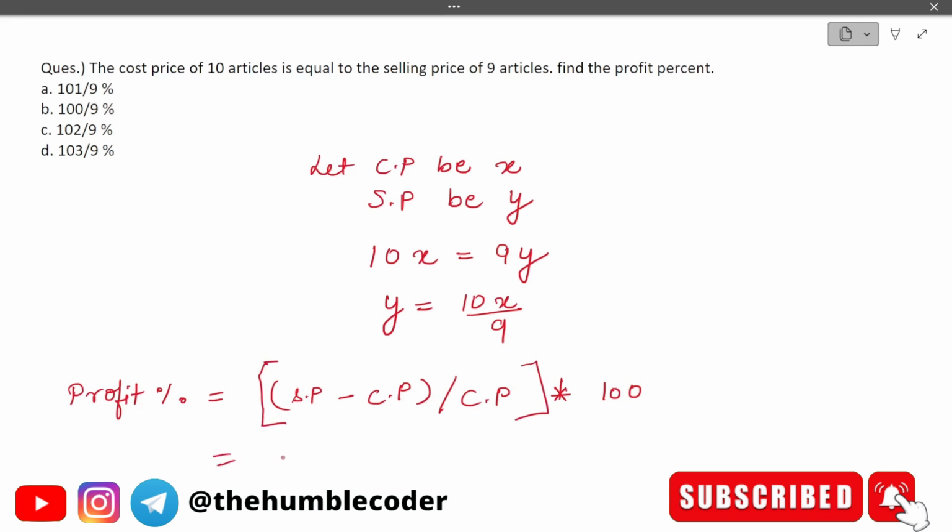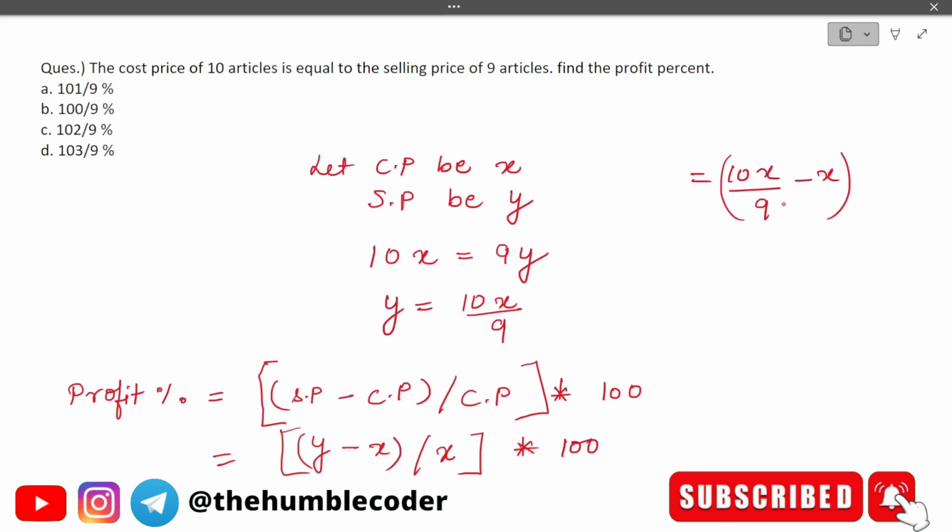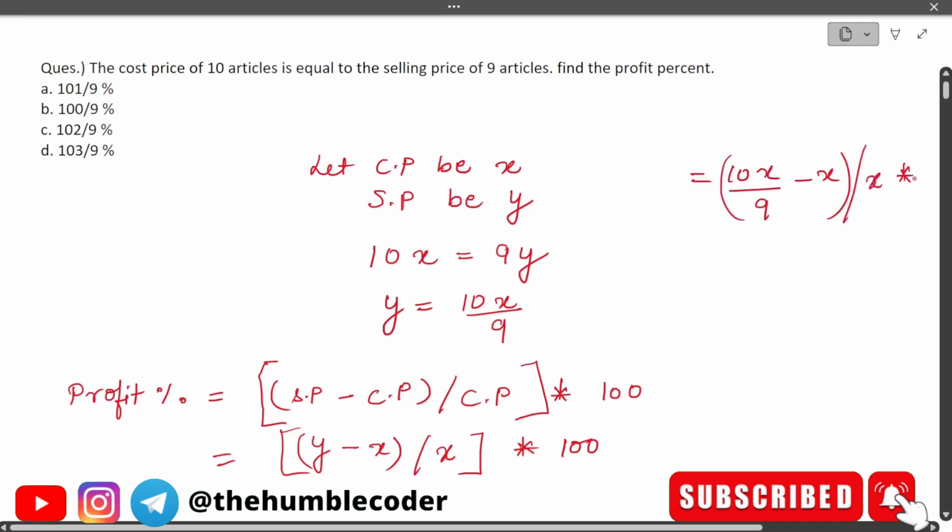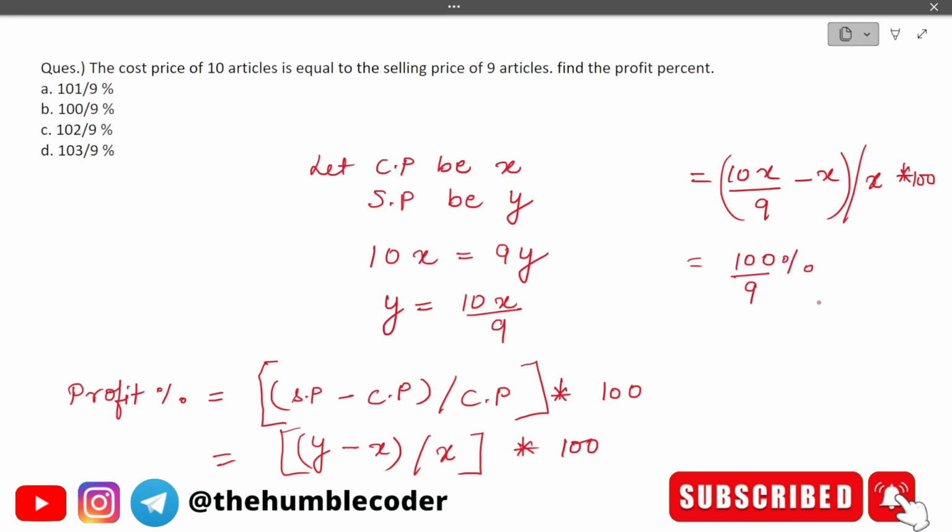This is our profit percentage. Now let's substitute the values and find our final answer. Selling price is our Y, cost price is our X, and then divided by X, multiplied by 100, right? Now in this equation we will substitute the value of y. So 10x by 9 minus x, divided by x, multiplied by 100. Now when you further solve it, you will find that 100 by 9 percentage will be our final answer.